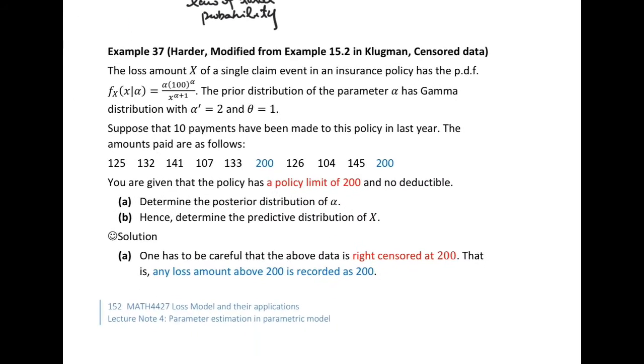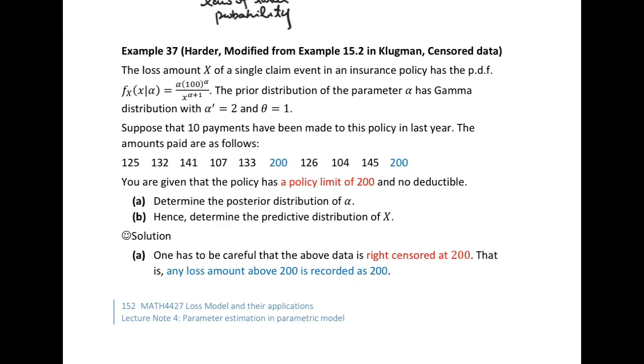Now, before I move on to the new session, let us look at one harder example, which is example 37. Again, in this example, what we are encountering is incomplete data. In this problem, we will consider the case when the observation that we have may contain some censored data, which is one type of incomplete data. Now, the story is something like that.